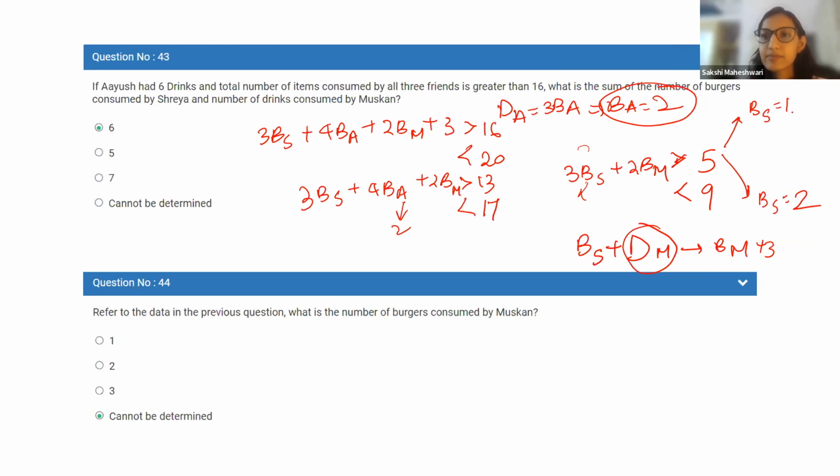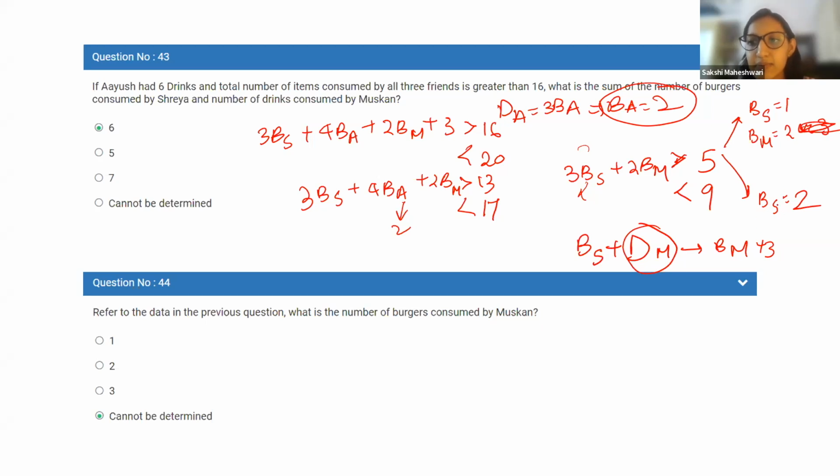So starting with BS is 1. So this is 3. Now this needs to be greater than 5. So if I take BM equals 1, this will be 5 only, 3 plus 2, 5. So BM can be either 2 or 3. If I take BM as 3, this will be 2 into 3, 6 plus 3 into 1, so this will be 9. So BM as 3 is also not possible. BM can be 1, right? BM can be 2, right?